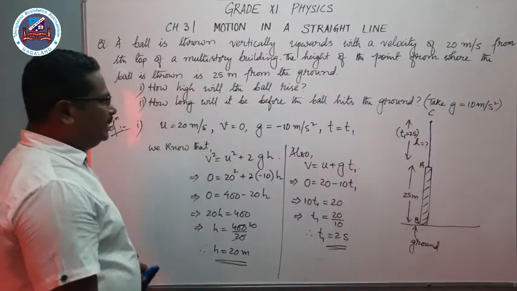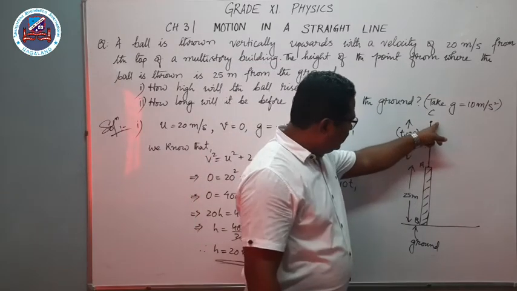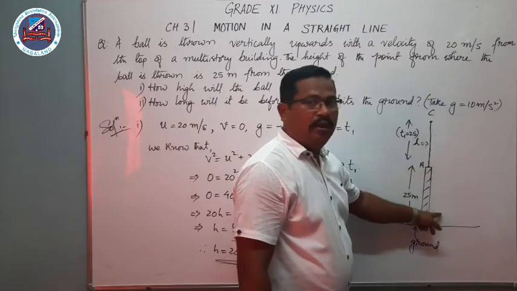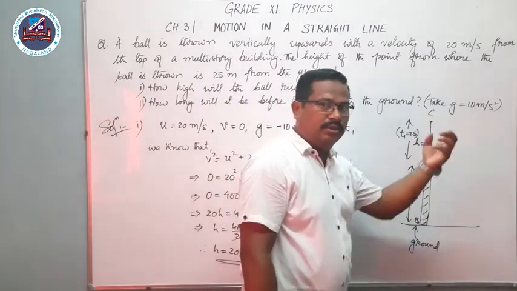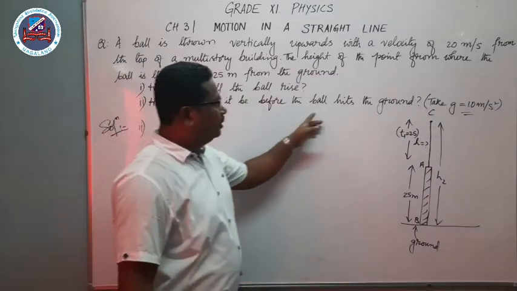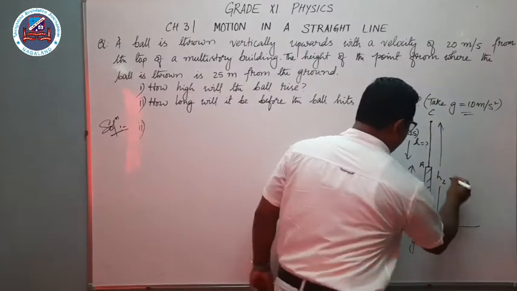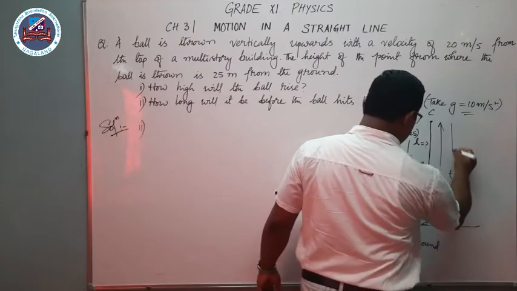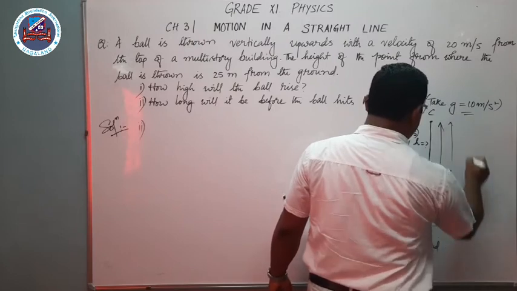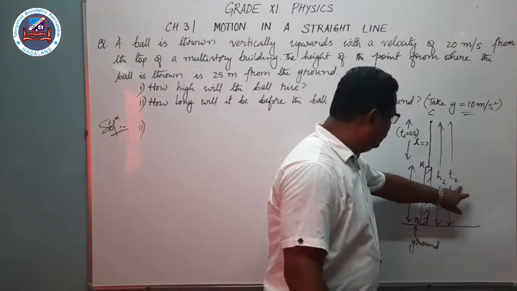Now for the second case, when the ball reaches point C, it will come down towards the earth. There will be a free fall. It will fall by itself due to the action of gravity. For the second case, how long will it be before the ball hits the ground? So what time will it take? Let us find out this time taken from C to B as T2. Let it be T2. So this one we are going to find out.